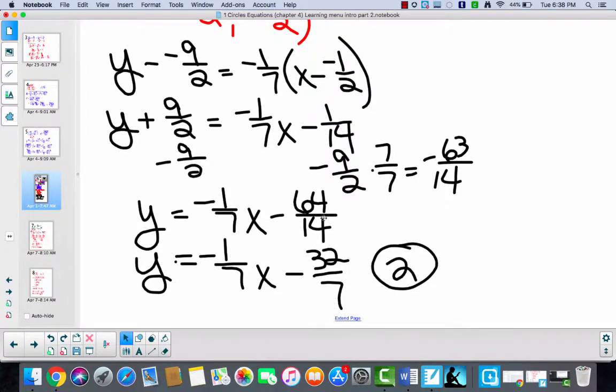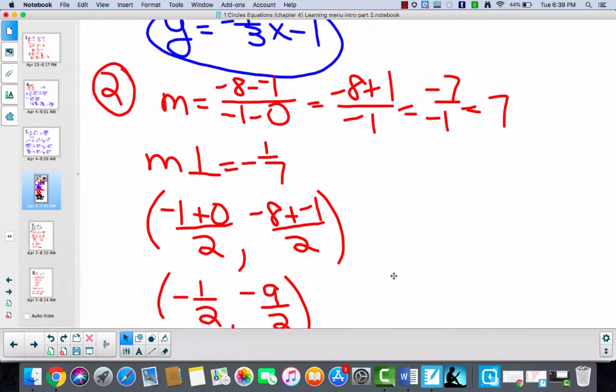So the equation of this, when I distribute the negative 1/7 through, I get negative 1/7 x minus 1/14, because this would be a positive, but I'm still multiplying by a negative. Minus a negative would be plus. Subtracting the 9/2 from both sides. Think about making this with a common denominator. So this needs to be negative 63 over 14. So I get negative 1/7 x minus 64, because I have a negative 1 and a negative 63. That gives me negative 64 over 14. But that will simplify.